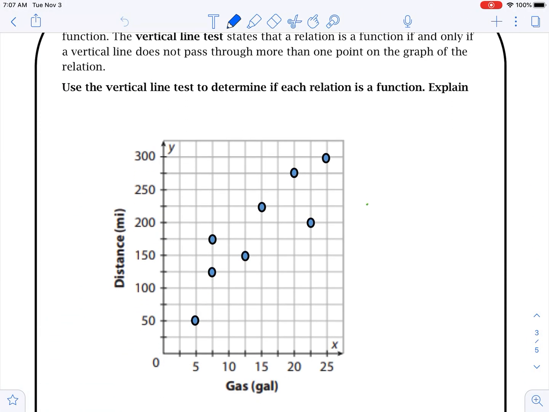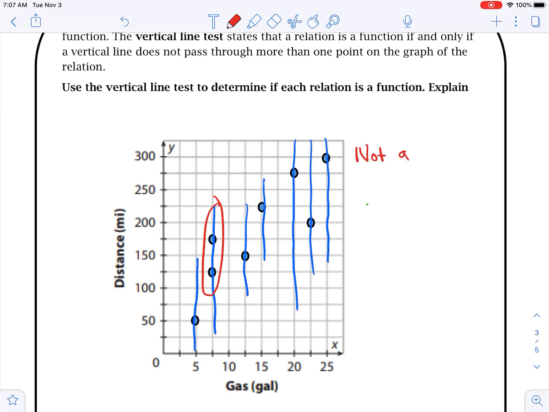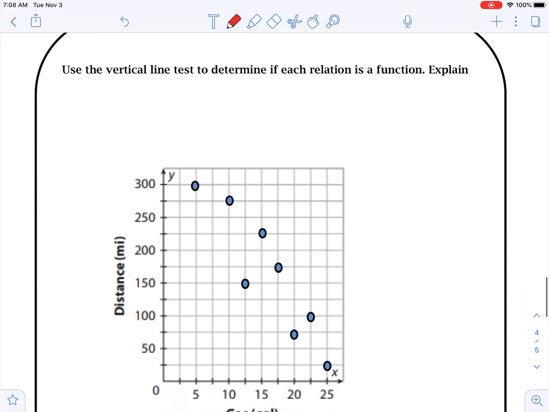The next thing we're going to do is the vertical line test. So with vertical lines, we're just going to draw a line through each point. And if I look at my vertical lines, is there any vertical line that hits 2 values at the same time? If I look at this, right here, this line hits 2 values. So this means it's not a function. So anytime I draw a vertical line and it hits my graph twice, then it would not be a function.